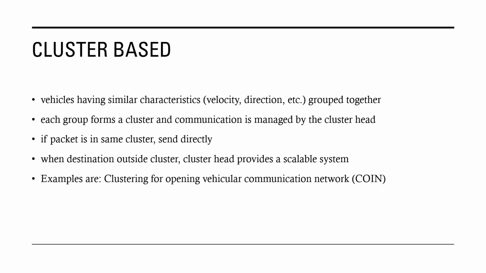However, when the destination is outside the cluster, that means it's in another cluster, in this scenario the cluster head provides a scalable system. So this means that it can be different kinds of scenarios. For example, the cluster head might carry that data packet until it reaches a place where it can forward it to someone of another cluster, or it can probably send it with a high power signal if the other cluster is nearby. An example of this category is clustering for open vehicular communication network, or COIN.